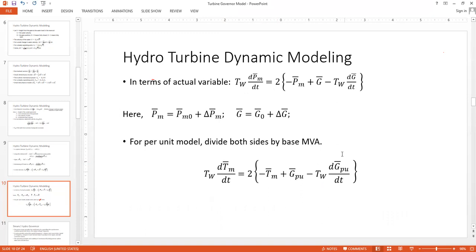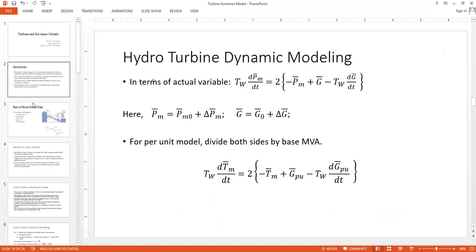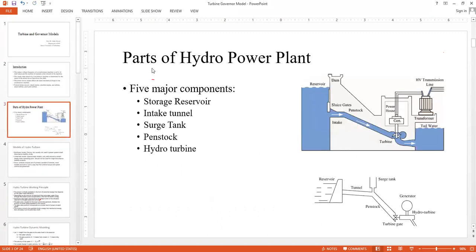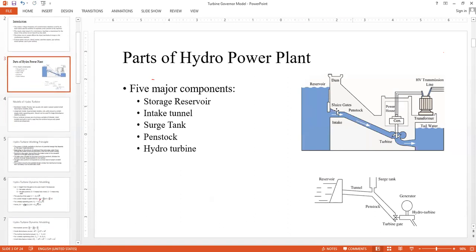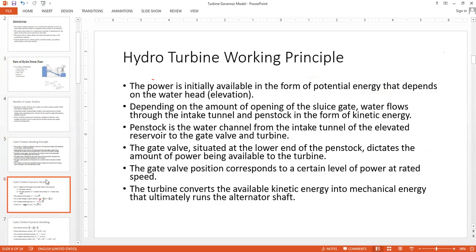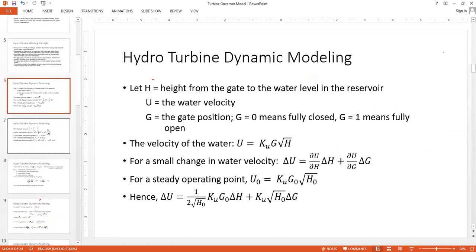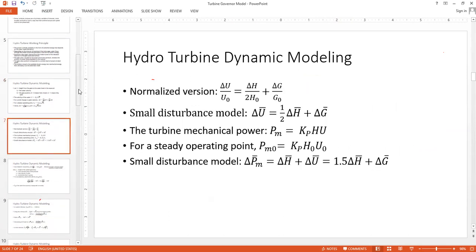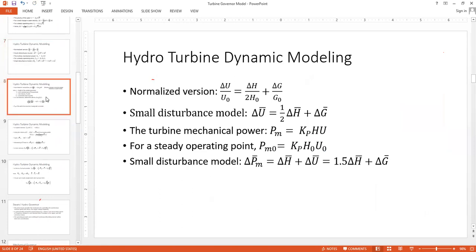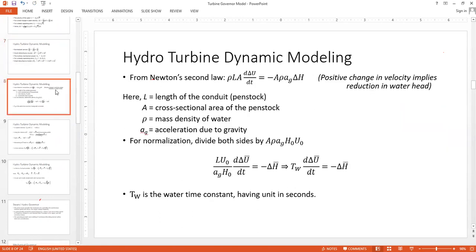Okay, what we have done today is we have looked into some basic building blocks of a hydro turbine power plant. Then we went through the operation, of course, in a simplified manner. We have gone through the steps associated with hydro turbine dynamic modeling. And again, remember, this is a pretty simplified model, suitable for our course. We have only taken a very simplified model for hydrothermal dynamics representation.